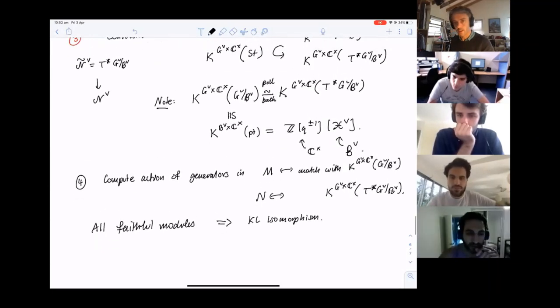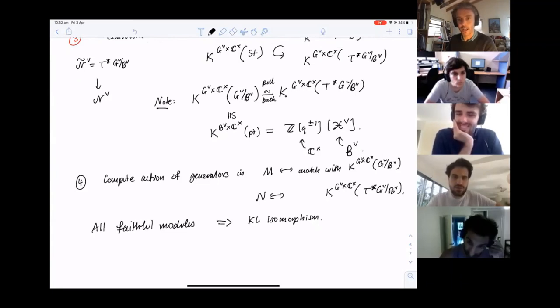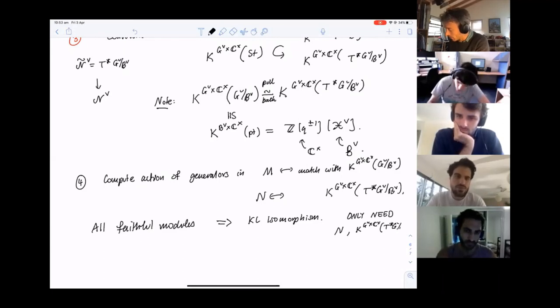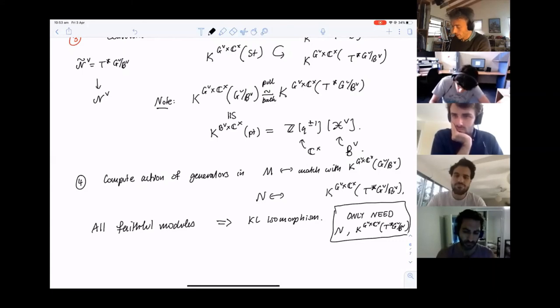So Geordie, why do we need two modules? Yeah, we don't. I'm just doing it for symmetry. And in fact, we only need one module. And I guess N and K.